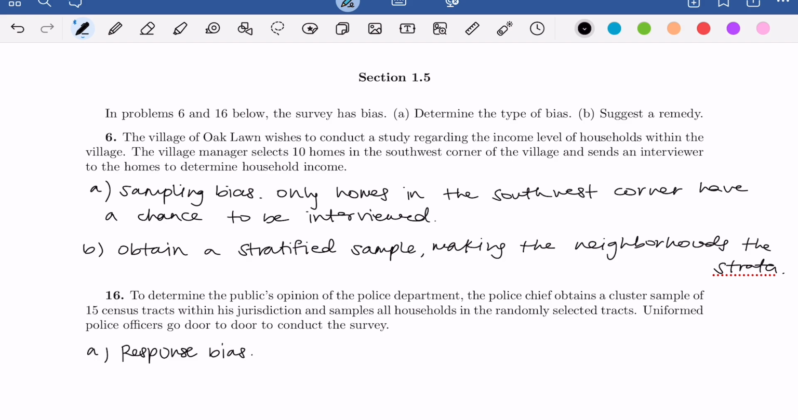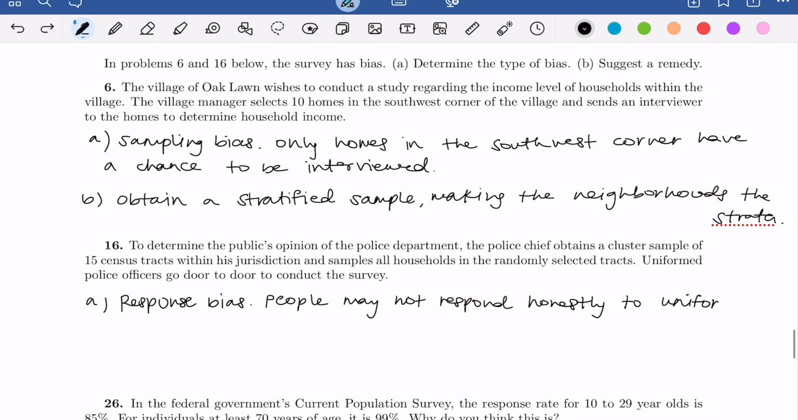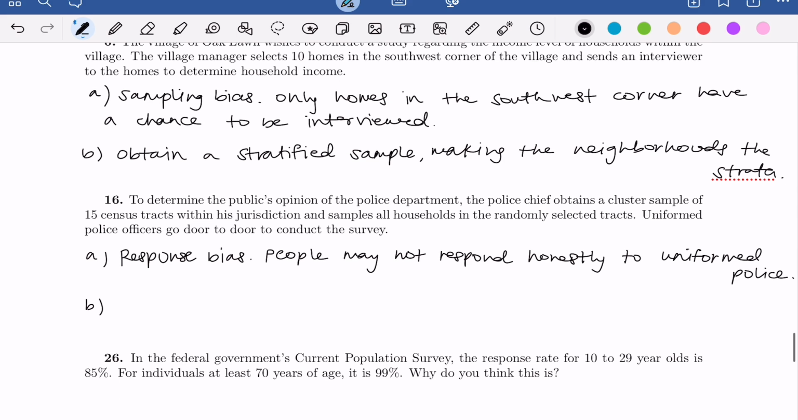What's happening here is that people may not respond honestly or at all to uniformed police officers. So we don't have a good idea of what their actual responses would be. So we'll write this down here. People may not respond honestly to uniformed police. All right. And then a remedy in this case, a third party should administer the survey.